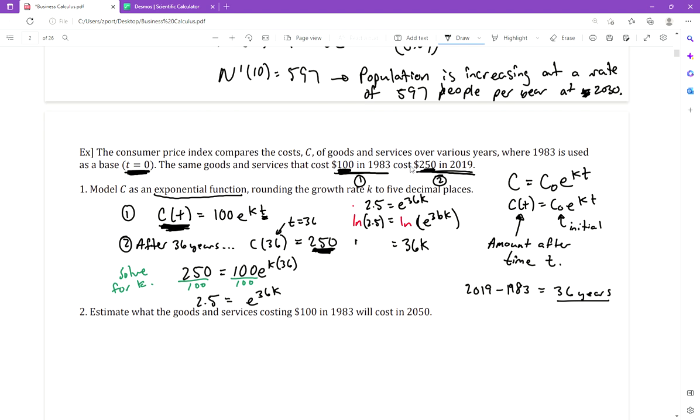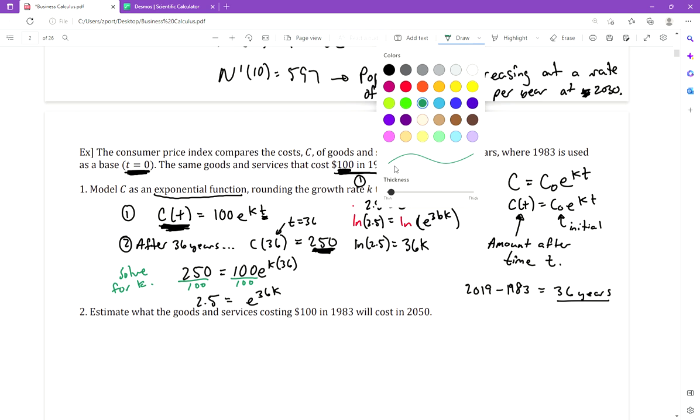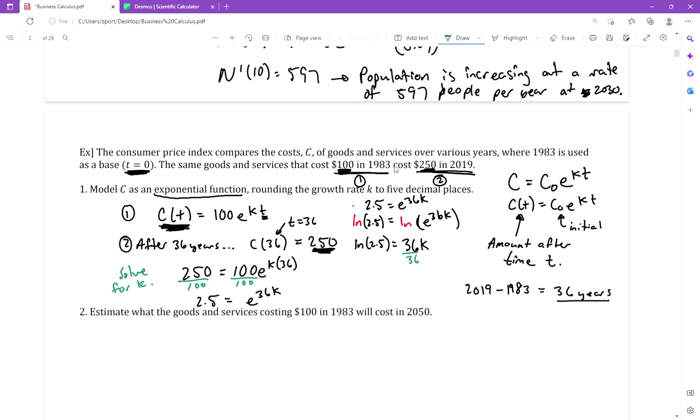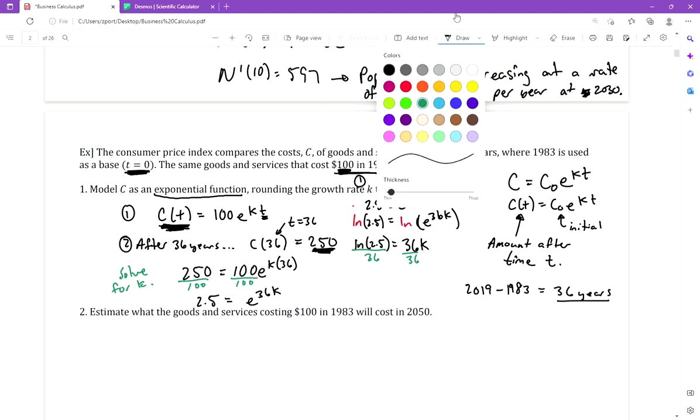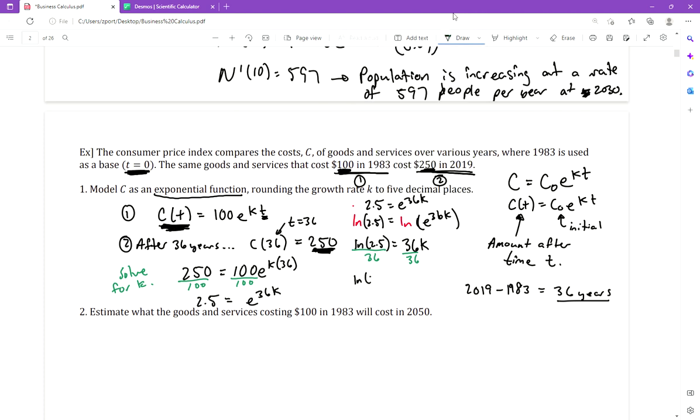The left side just is ln of 2.5. So that's some random number that we're going to plug into a calculator in a second. But let's solve for k entirely, which would be to divide each by 36. Okay, so we've got k. So we've got ln of 2.5 over 36 is k.